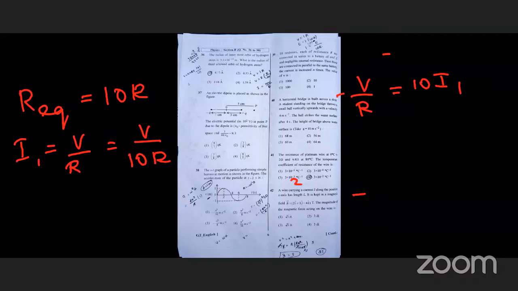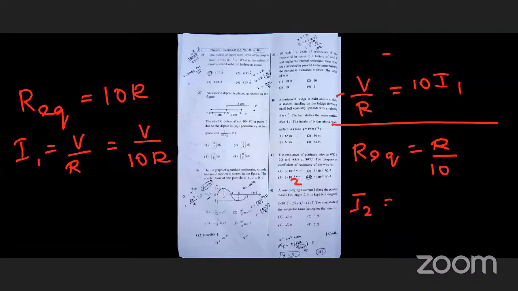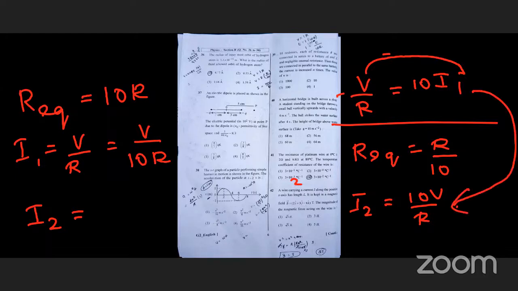If the resistors are connected in parallel, then the equivalent resistance R equivalent is equal to R by 10. Then the current in the circuit I2 is equal to 10 V by R. From that, instead of V by R, we can write 10 I1. So we are getting 10 into 10 I1, which is 100 I1. So the value of I2 is equal to 100 I1.